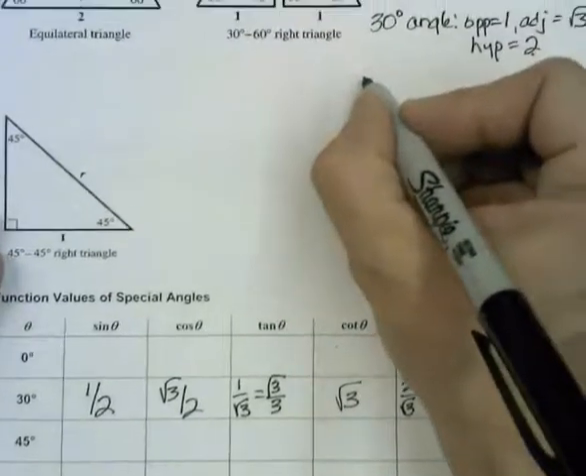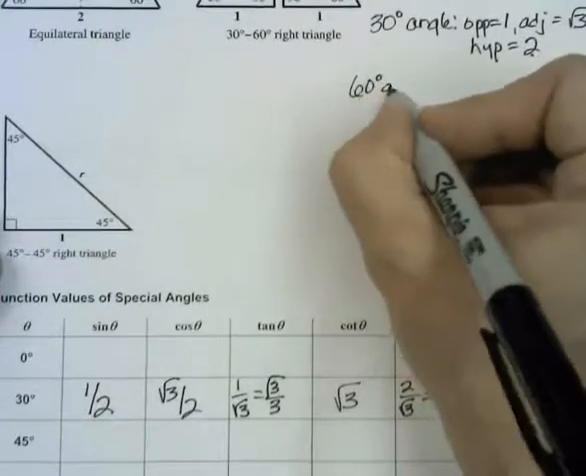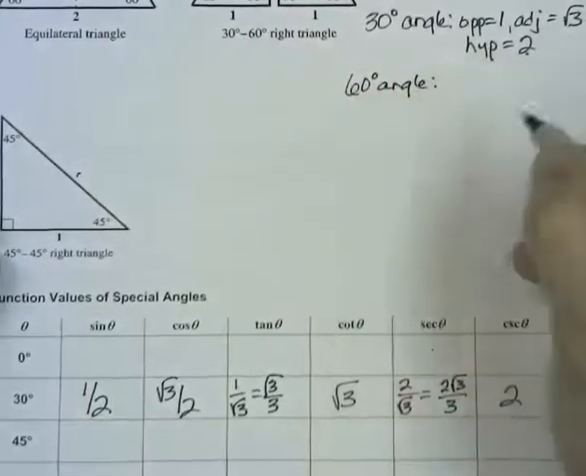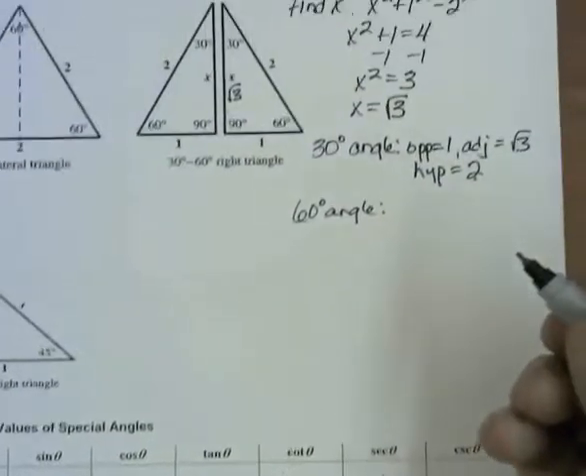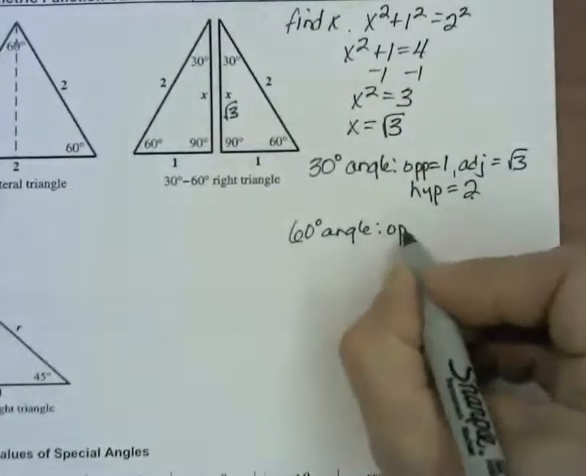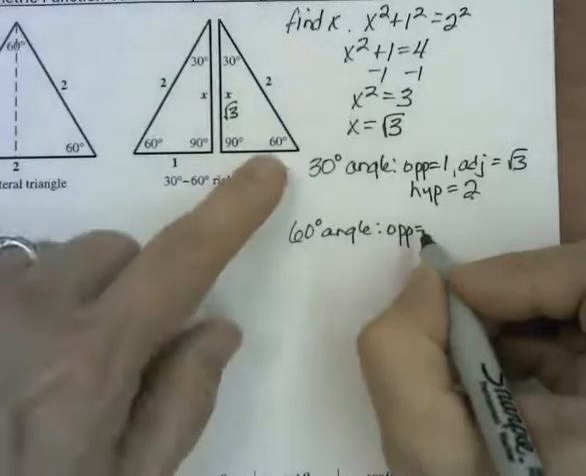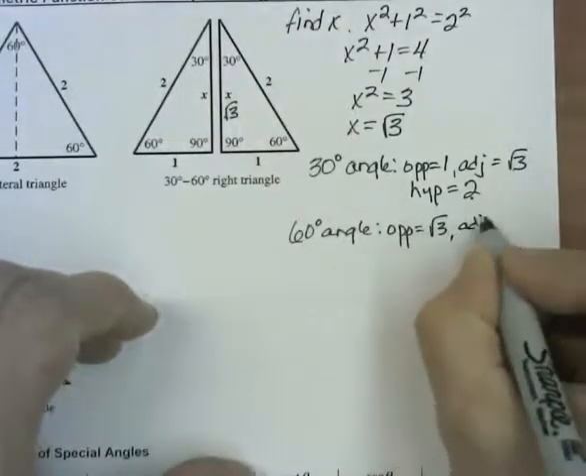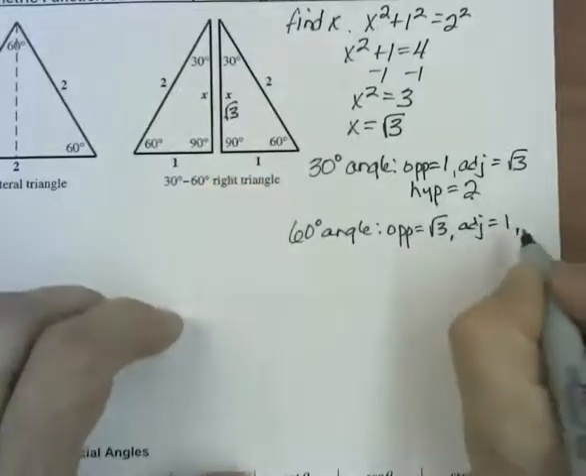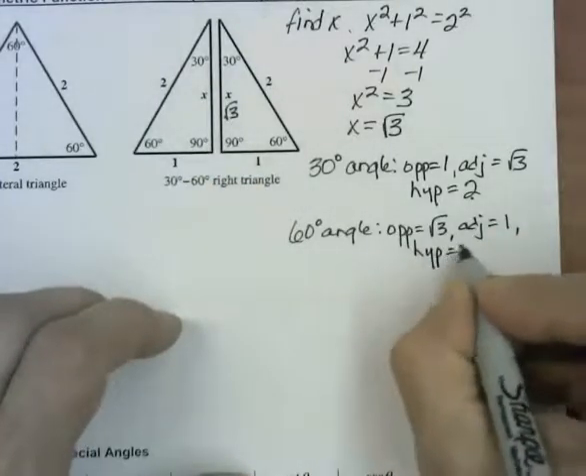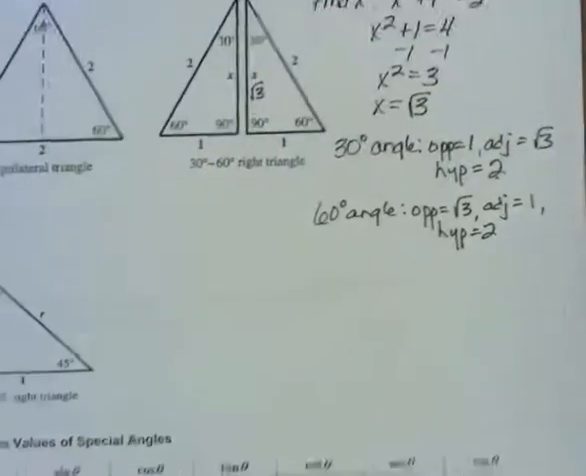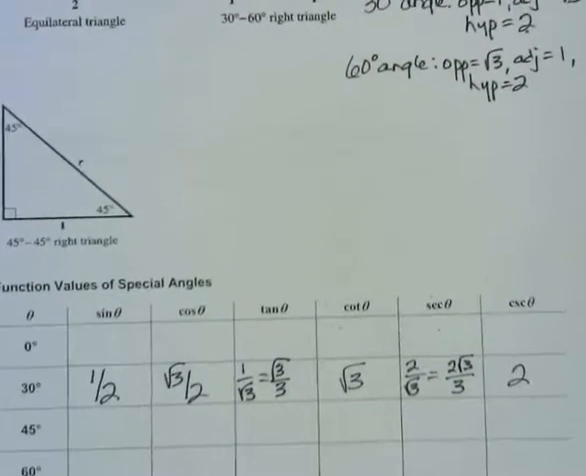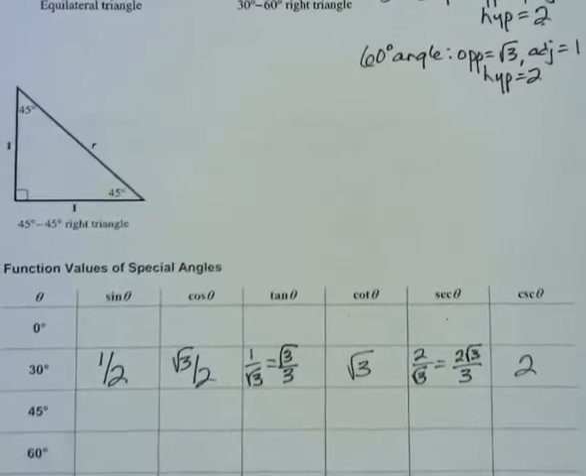If we go back up to the 60 degree angle, that's going to flip our opposite and adjacent sides. So for the 60 degree angle, our opposite side would be the square root of 3. Our adjacent side would be the 1. And our hypotenuse would still be the 2. So then we can fill in the values for the 60 degree angle.